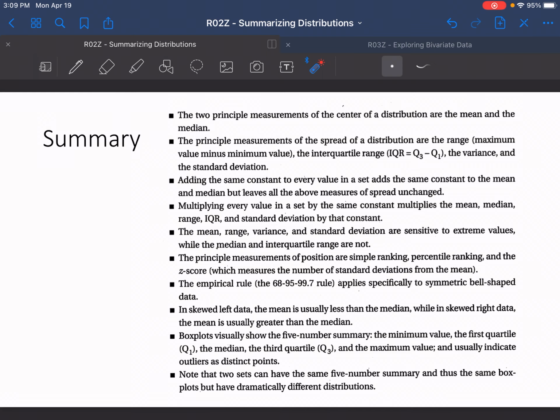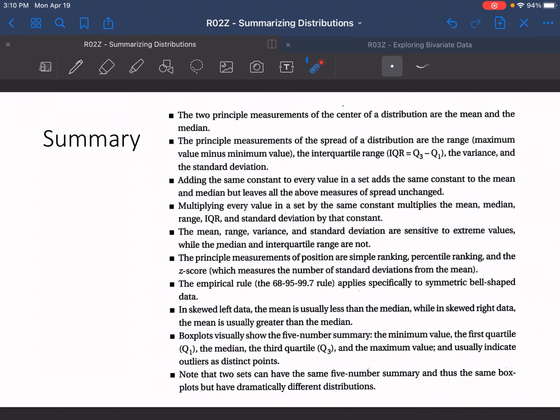In left-skewed data, the mean is usually less than the median, while in right-skewed data, the mean is usually greater than the median. In left-skewed data we have values that are far less than the median, so that would skew our mean and make it less than our median, whereas in a right-skewed data set, we have values that are way higher than our median, and so that's going to drag our mean to the right or make it higher as well.